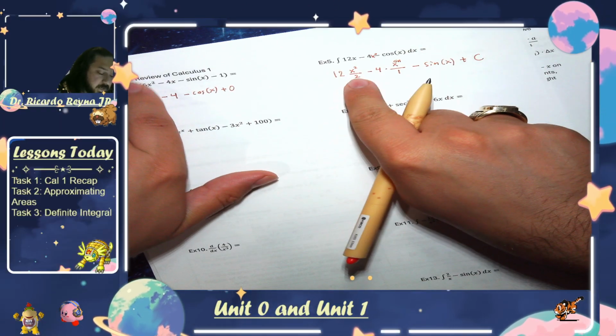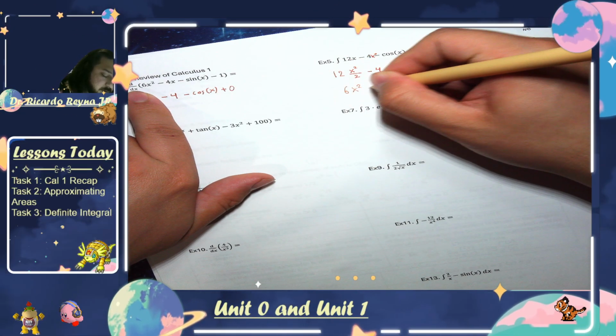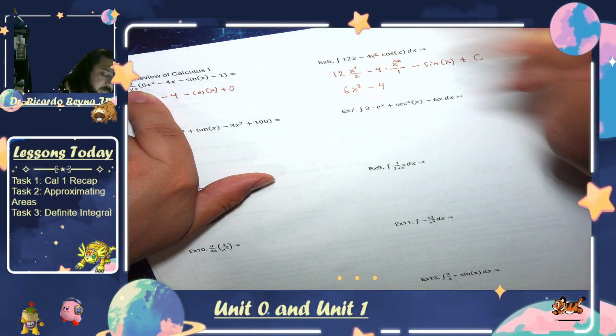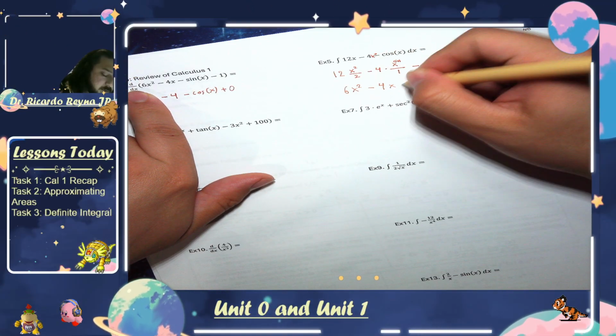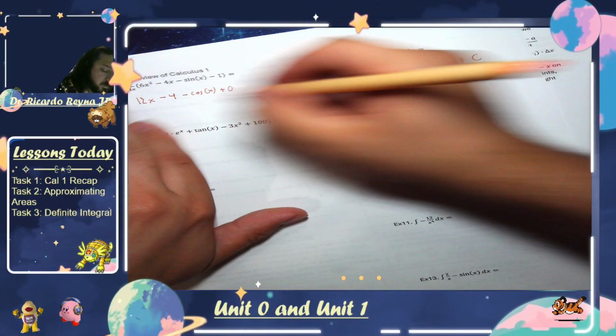It doesn't look exactly like it though. We need to do some simplifying. That's going to be 6x squared. That's just going to be -4. Dividing by 1 doesn't do anything. x. And then negative sine of x plus c.